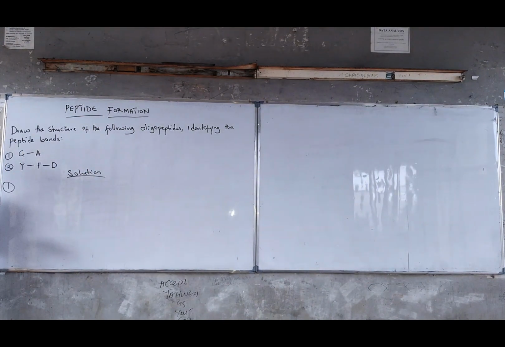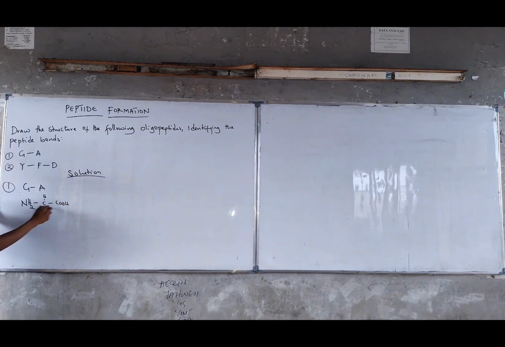Now, G to A. This is just the one letter codes. G is what? Glycine, right? A is what? Alanine. Good. The first thing, you draw the structure of glycine. I know all the 20 amino acids have this structure. It's only this R group that will be changing. All these other parts remain the same. If this R group is H, you know it's what? Glycine, right? Which is the simplest. I know this COOH is the same thing as writing it like this. Right? So this is the G.